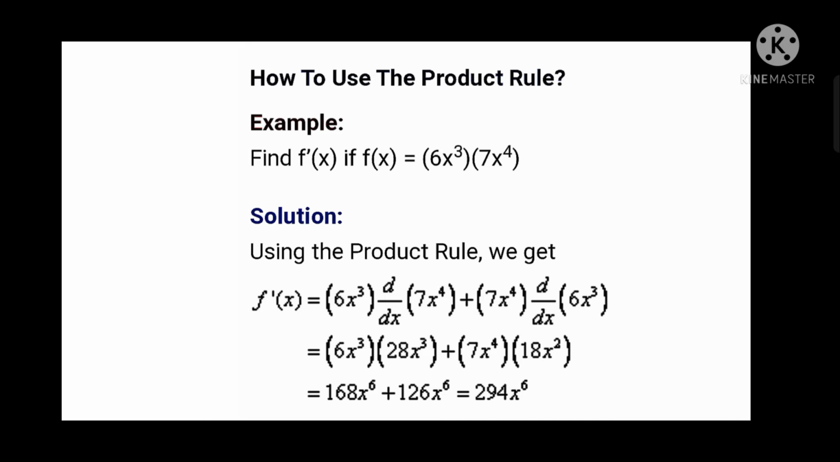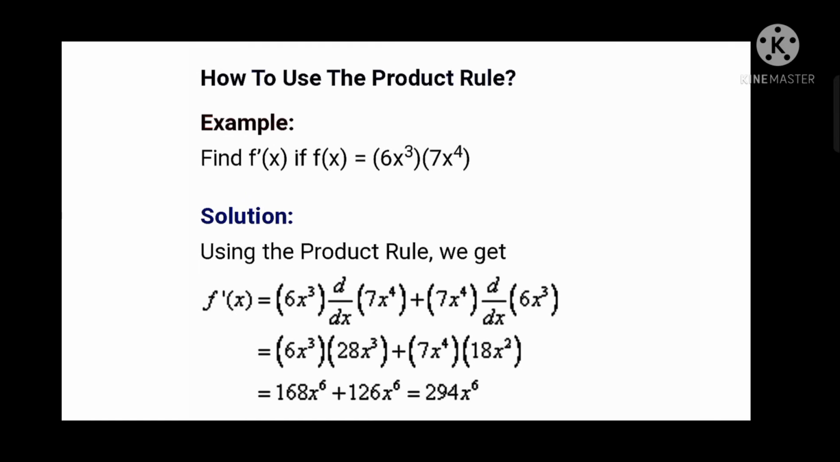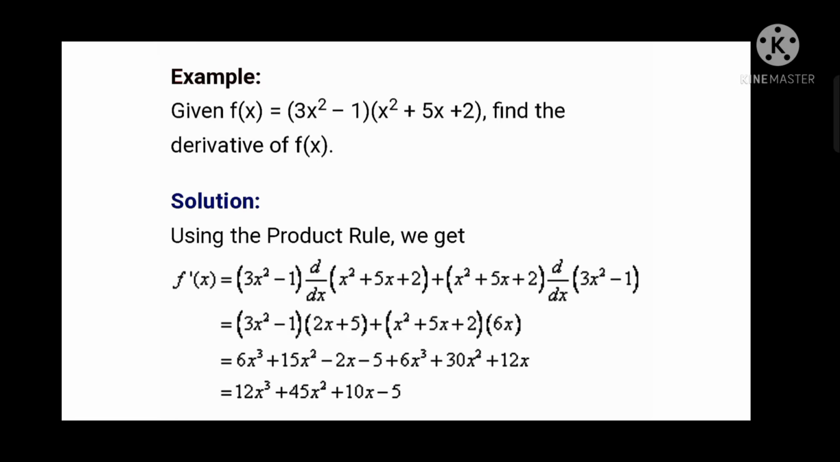So the value of 6 times 28 is 168x to the power of 6, since it is multiplied, so the powers must add: 3 plus 3 equals 6. Then 7 times 18 is 126, so 7x to the fourth times 18x squared equals 126x to the power of 6. So all in all, it is equal to 294x to the power of 6. That is the product rule. Kindly pause the video here for the second example if you want.